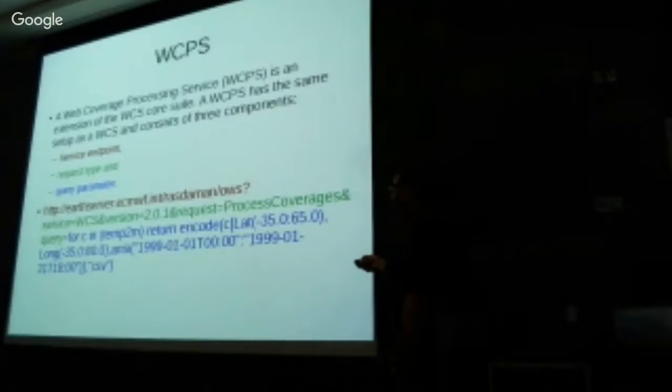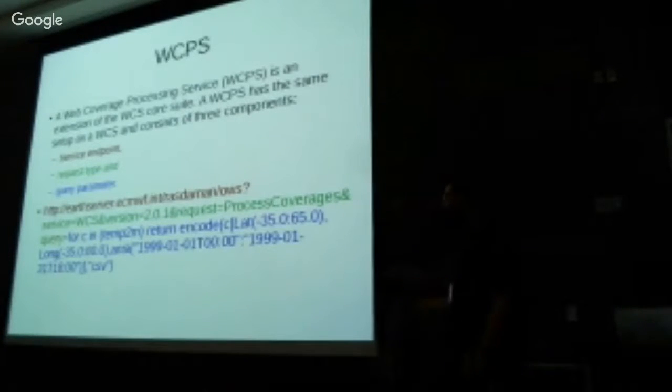In this case, we are querying this coverage. The image is the data cube, 2 meters, so it's temperature at 2 meters above the ground. And we want it for latitude 35 to 65, and then longitude 35 to 80, so that's a square. And we want a period of time. And we want it as a CSV. So when you just press enter, within approximately 2 seconds, you'll get a CSV with the temperature.